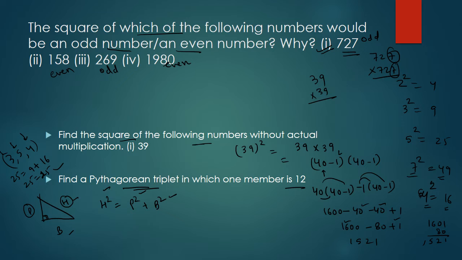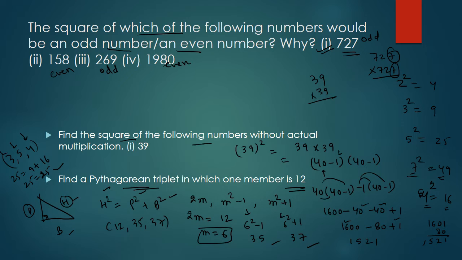We have to find out, if one member is given as 12, the other two members. The formula for that is 2m, m square minus 1, m square plus 1. One number is given to you. If it is even, always consider it as 2m. M becomes 12 by 2, 6. So the next number will be 6 square minus 1, that is 36 minus 1, 35. And 6 square plus 1, 36 plus 1, 37. So these are the two numbers. So the triplet becomes 12, 35, 37. Clear? This is how you can find it.